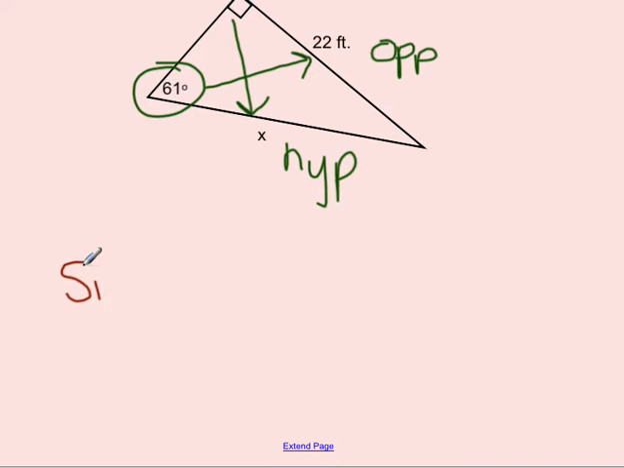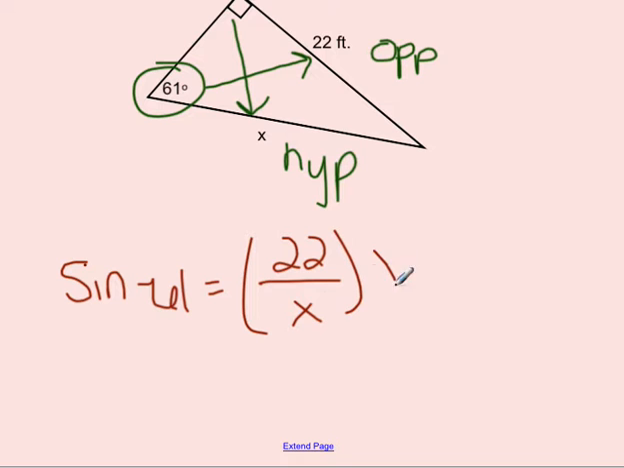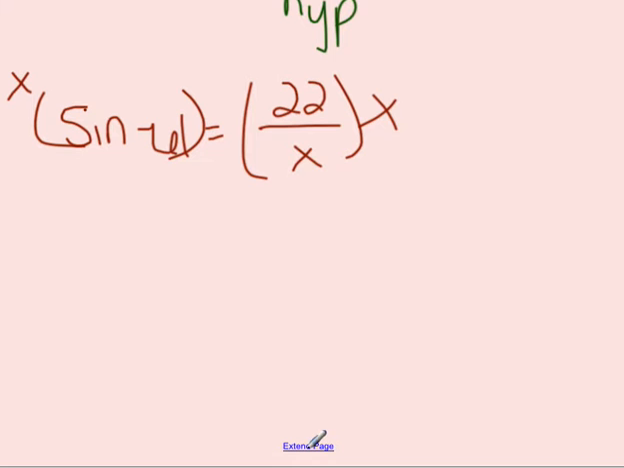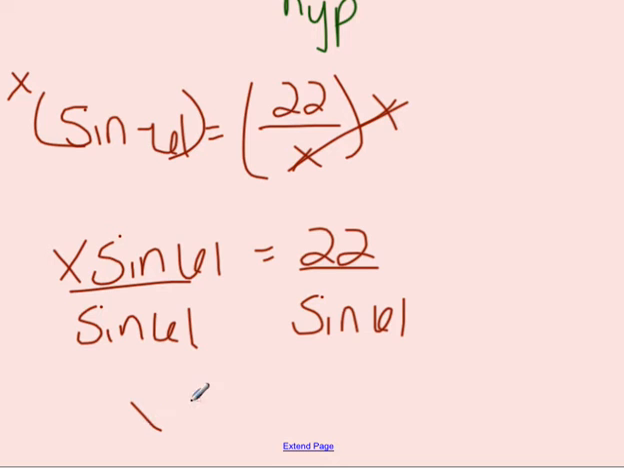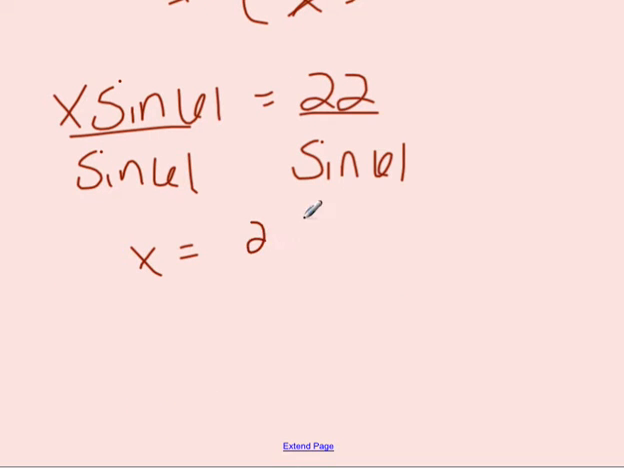So we're going to do sine of 61 is equal to our opposite, which is 22, divided by our hypotenuse. So again, we're dividing by x. So I'm going to start by multiplying both sides by x. So then these x's cancel, and I end up getting x sine of 61 is equal to 22. So now I need to divide both sides by sine of 61 so that I can get the x all by itself. So I end up getting x is equal to 22 divided by sine of 61.